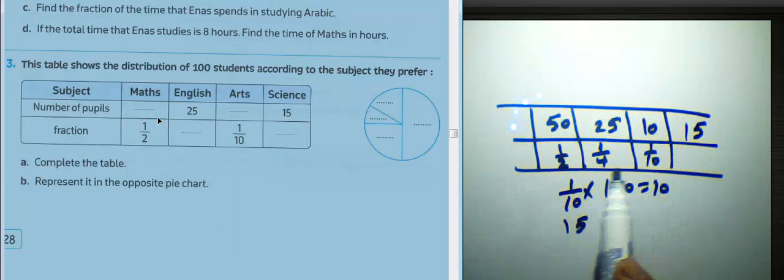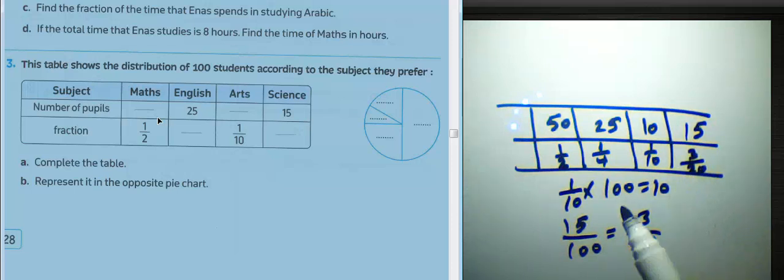By adding all these fractions and subtracting from 1, or you can write 15 over the total number here, 100, and simplify the fraction. 15 divided by 5 equals 3. 100 divided by 5 equals 20. The result will be 3 over 20.